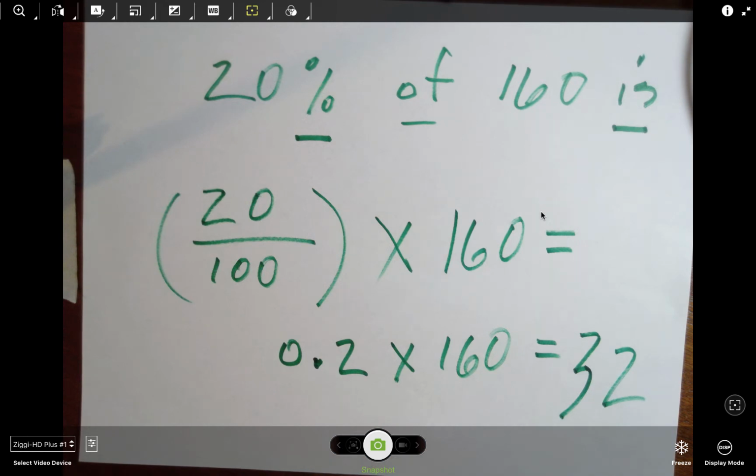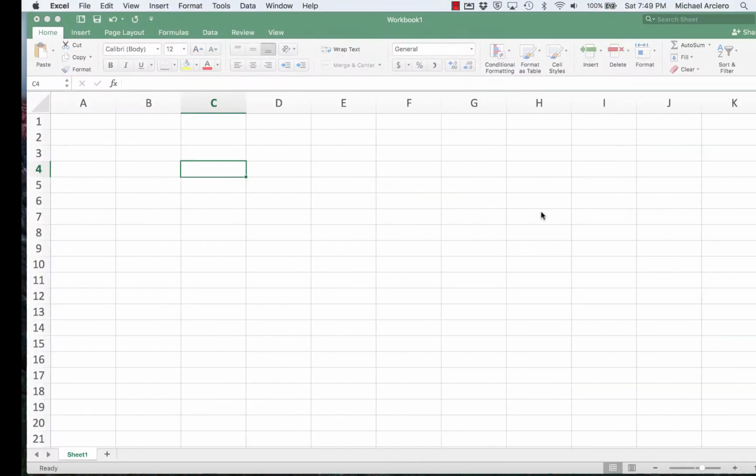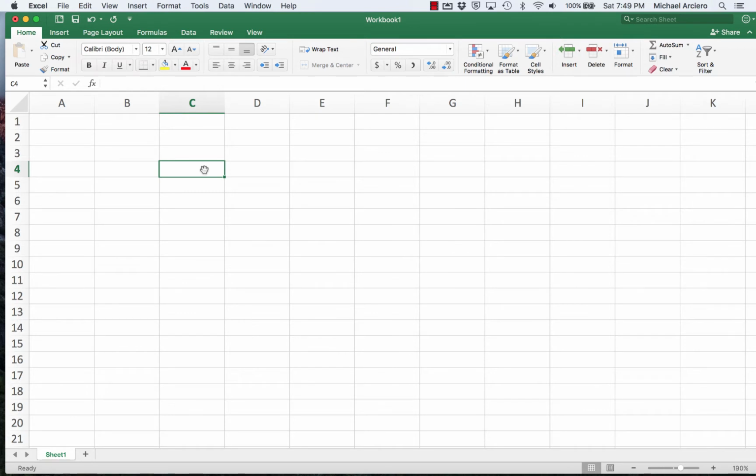You don't even have to do that in your head. You can come over to Excel and use it as a calculator. Equals 0.2 times 160.